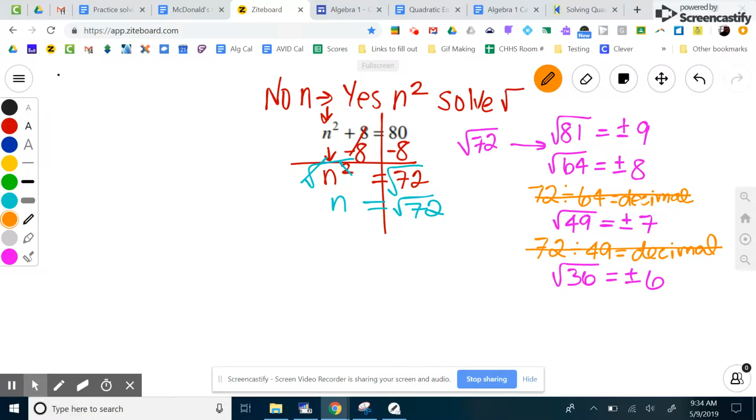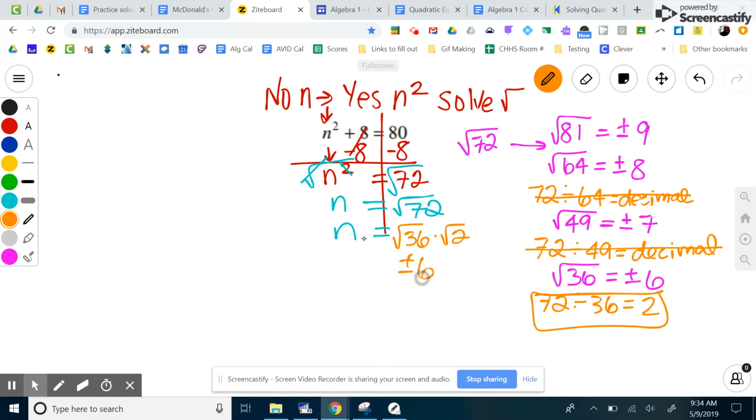So I'm going to do 72 divided by 36. Oh, that gives me a whole number. It's 2. So I'm going to rewrite the square root of 72 as square root of 36 times the square root of 2. And the square root of 36 is plus or minus 6. Square root of 2 doesn't have one. So it's n equals plus or minus 6 times the square root of 2.